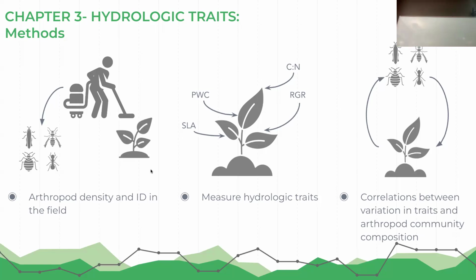Then the next thing we did was measure different hydrologic traits of these plants. These are traits that are typically looked at as adapted for the plant to its hydrologic environment. So they're plant water traits, involved with maybe hydraulic conductivity or photosynthesis or water use, and not necessarily ascribed to defense purposes, right? Then we looked at correlations between variation in these plant traits and the composition of the arthropod communities.